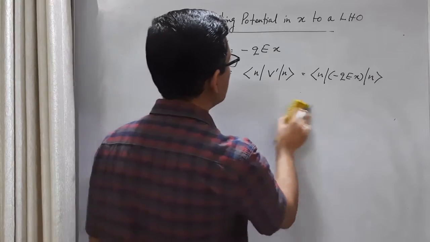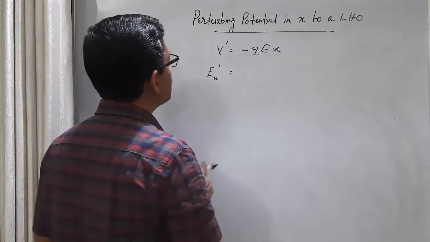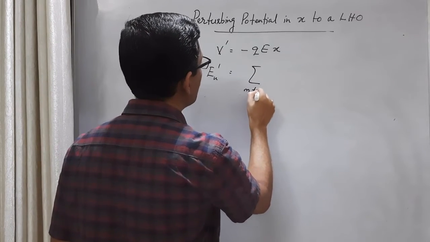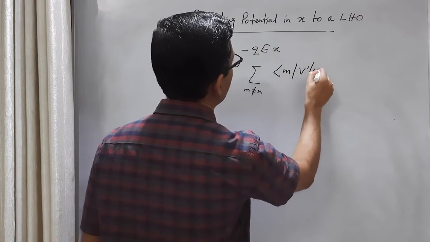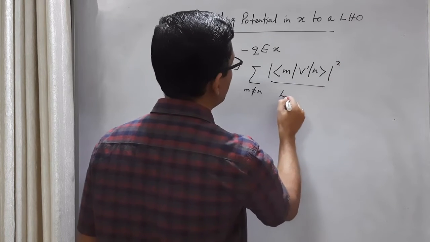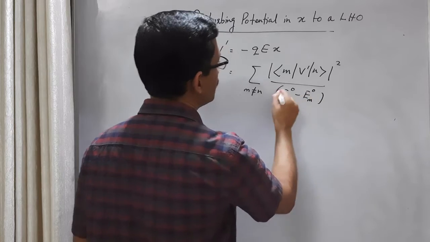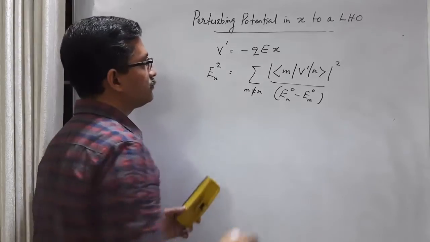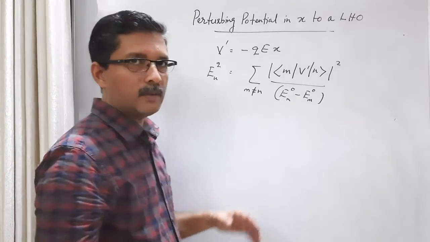So what is this expression for the second order correction energy? Second order correction energy is the summation over m, which is not equal to n, of mod square of m V prime n. In the denominator, the order is reversed, En0 minus Em0. This is the second order correction in energy, right? So we need to evaluate this.